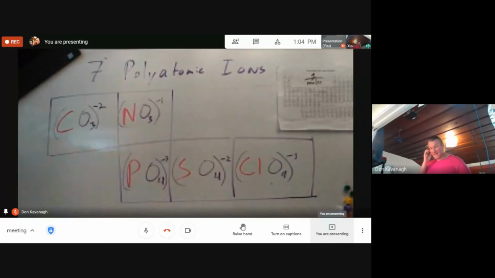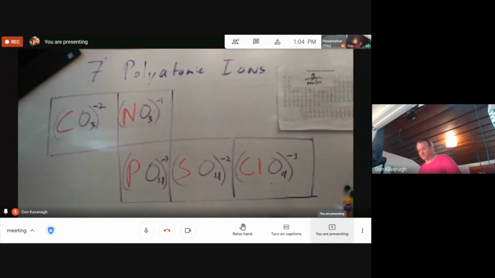So if I was taking a test and I wasn't allowed notes or anything like that, I would probably practice drawing this a few times, and as soon as I got to the test, I would write this out here. So these are 7 formulas and charges, but we need to put some names to these.